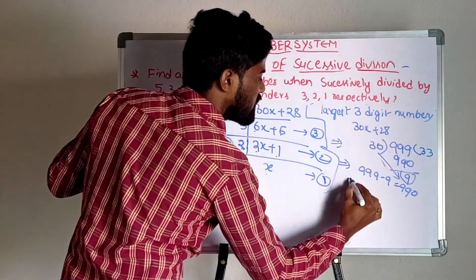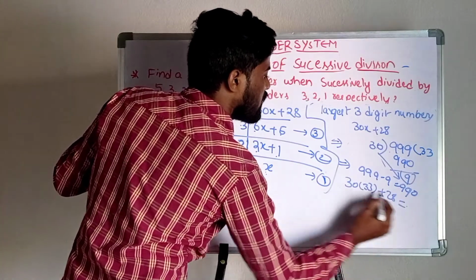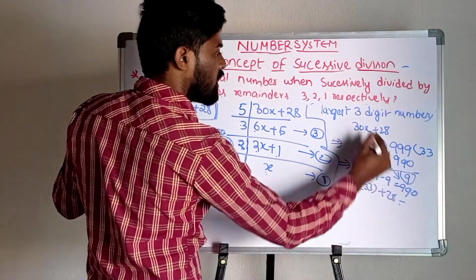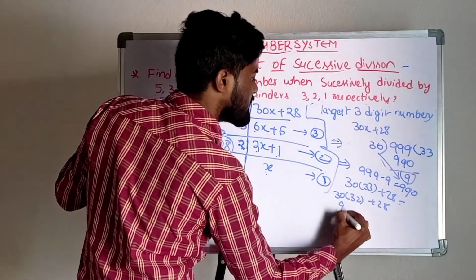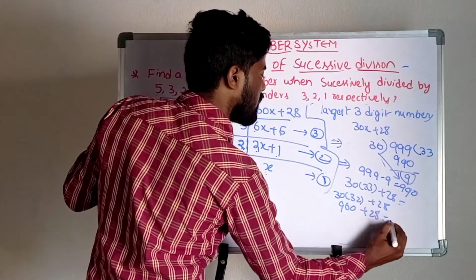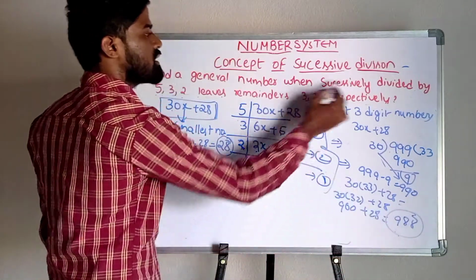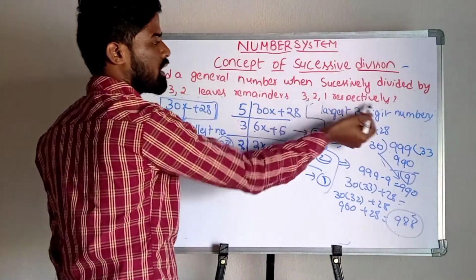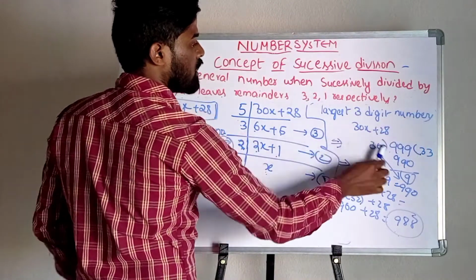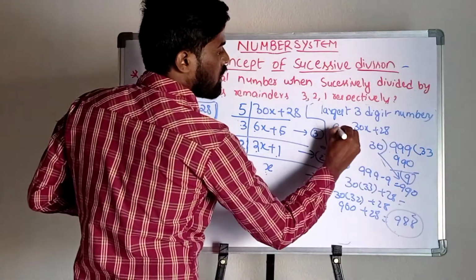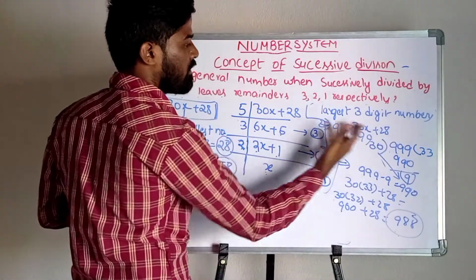We keep x as 33. If we keep x as 33, it will become a 4-digit number. So keep x as 32. 30 into 32 plus 28, 960 plus 28, 988. This is the largest 3-digit number that, when successively divided by 5, 3, 2, leaves remainders 3, 2, 1 respectively. If we want to find the largest 5-digit number, here we divide five 9s with 30 and we find our answer.